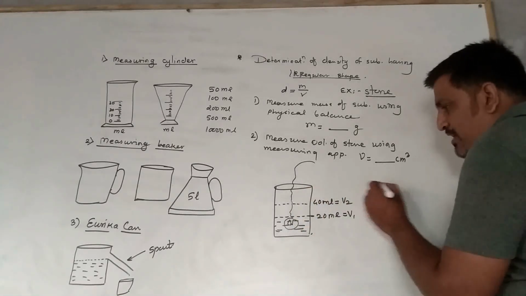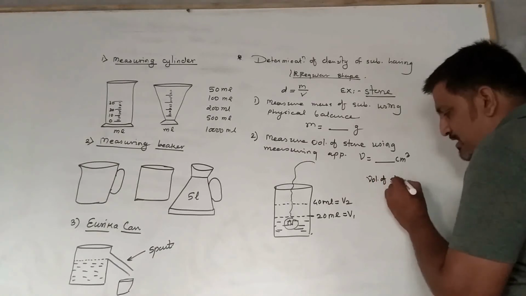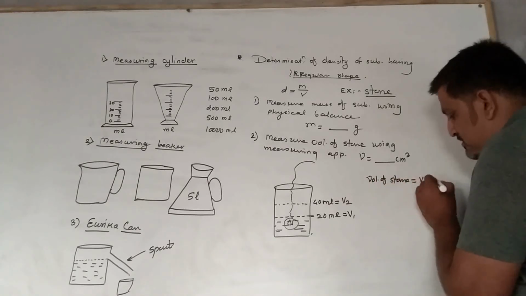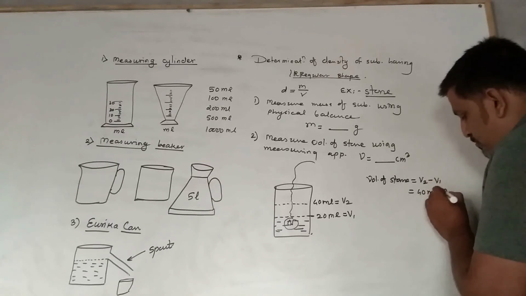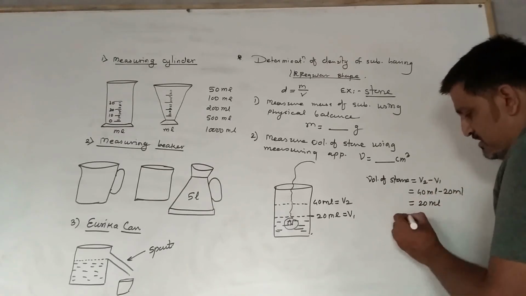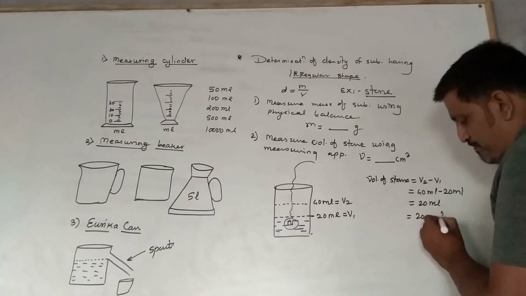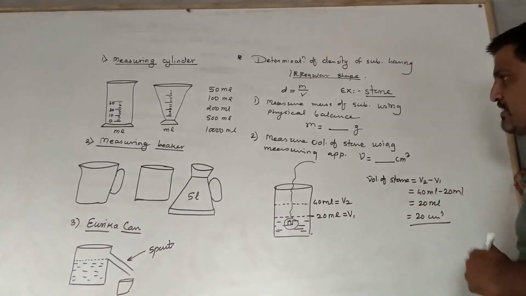So what will be the final volume of the stone? The volume of the stone you can calculate as V2 minus V1, which is 40 ml minus 20 ml, and I got the answer 20 ml, which is nothing but 20 centimeter cube. Okay, 1 ml is equal to 1 centimeter cube. So 20 centimeter cube.